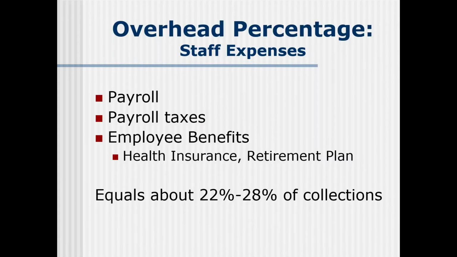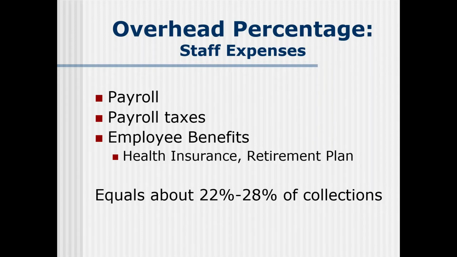The first and biggest expense and component of overhead is staff expenses. And don't forget, this is all non-doctor overhead, so it doesn't include anything paid to the owners, and it doesn't include anything paid to the associates. But staff expenses does include payroll for the front desk people, hygienists and assistants, the payroll taxes and employee benefits that are paid to them, and that includes health insurance and the retirement plan contributions. And the range for most practices for staff expenses, the low end is 22% of collections, and the high end is about 28% of collections.